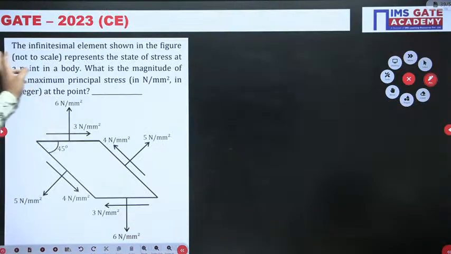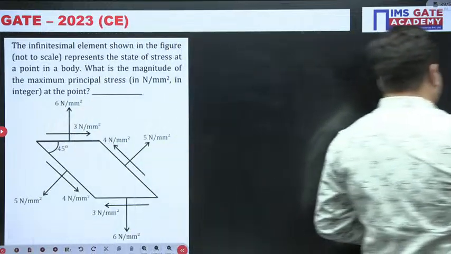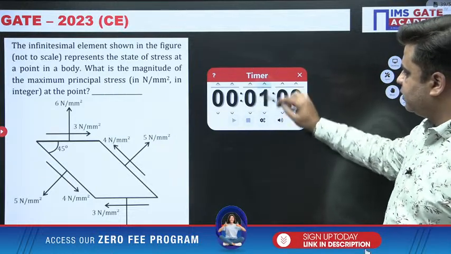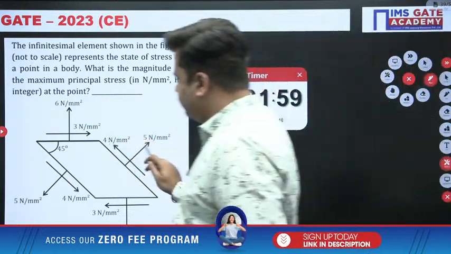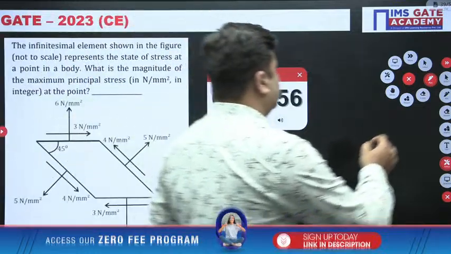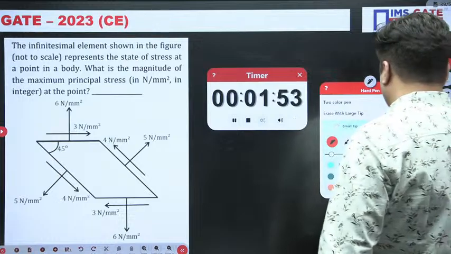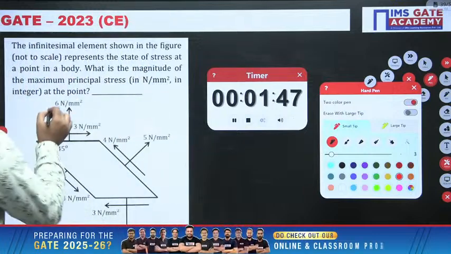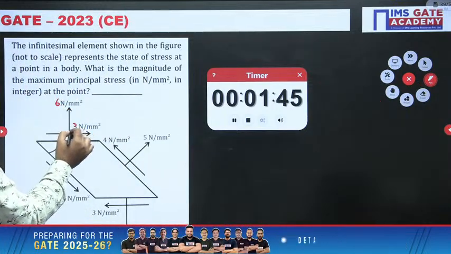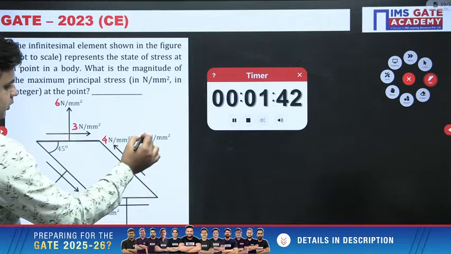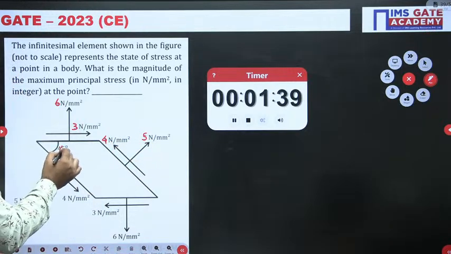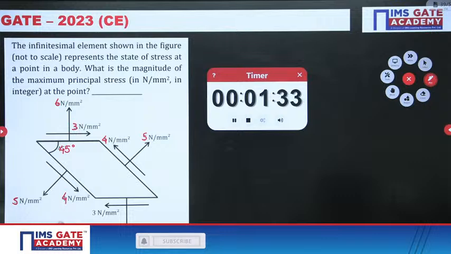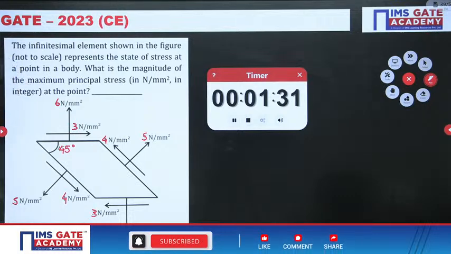Please check this out. The question is given to you. Please try this question. Have 2 minutes of time and go for it. Keep commenting your answer in the comment box. All these values are visible to you. So this is 6, this is 3, this is 4, this is 5, this is 45, this is 5 again, this is 4, this is 3 and this is 6. Please go for it.